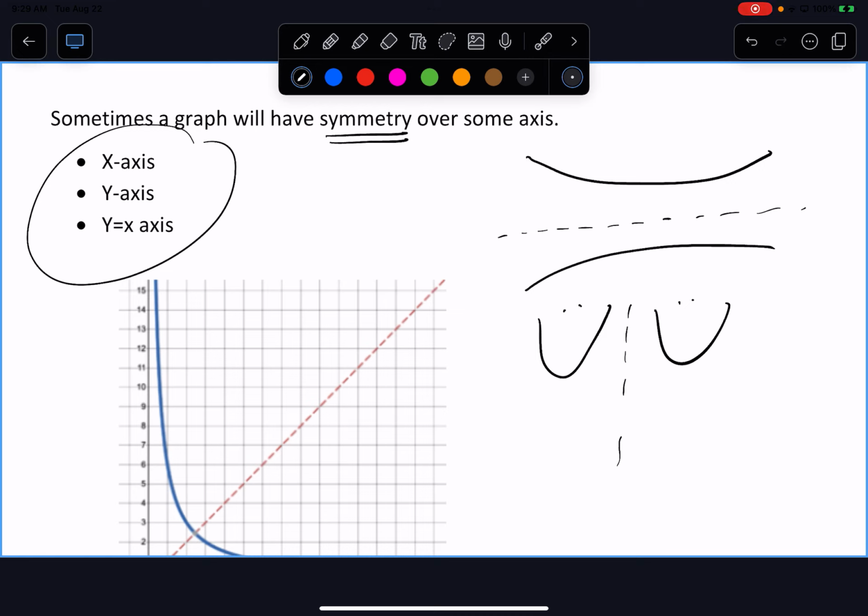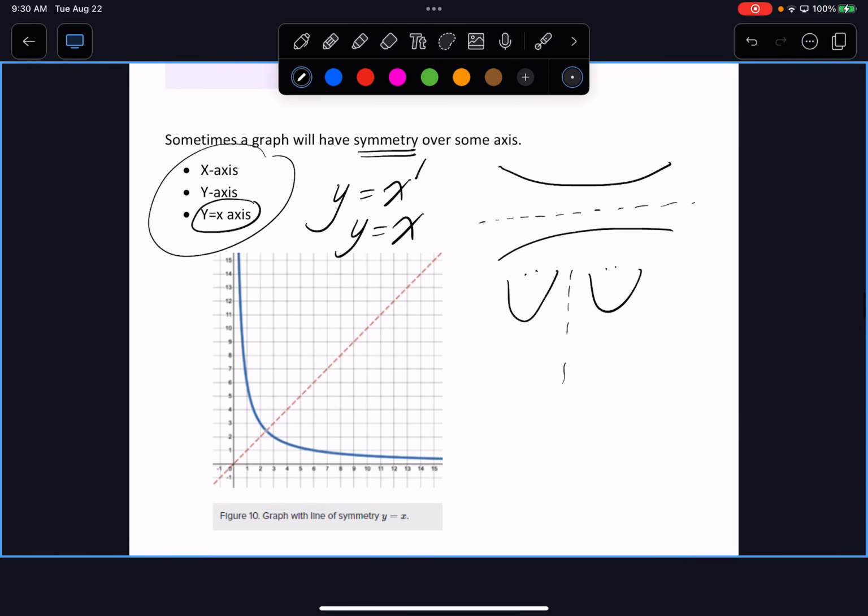Then there's also symmetry over y equals x. Y equals x, remember, is a line. X to the first is a line. So y equals x is a line. Technically, if you want to be technical, that's y equals x plus 0. That is the same thing as y equals x. So if you were going to graph that, the y-intercept would be at 0, 0, notice. And then our slope is 1, if you remember how lines work.